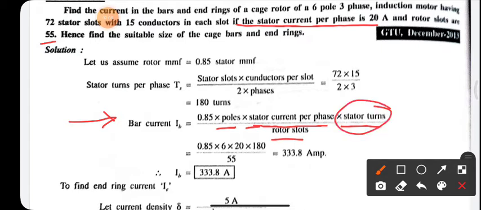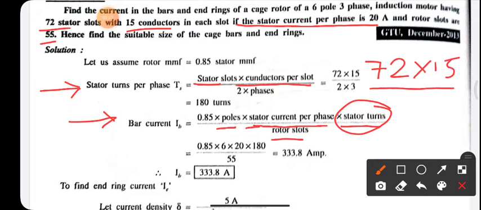So how will we get the stator turns? The stator turns per phase is given by the stator slots times the conductors per slot. The stator slots are 72 and the conductors per slot are 15. If we want the total number of conductors, we multiply the number of slots by the conductors per slot, 72 into 15. Now we want the stator conductors per phase, so we divide by 3. Then dividing by 2 gives us the stator turns per phase.